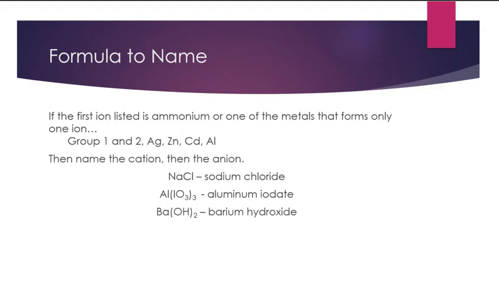And one more. The formula for this one includes the barium ion, which is in group 2, and the hydroxide ion. So we only have to name it as barium hydroxide.